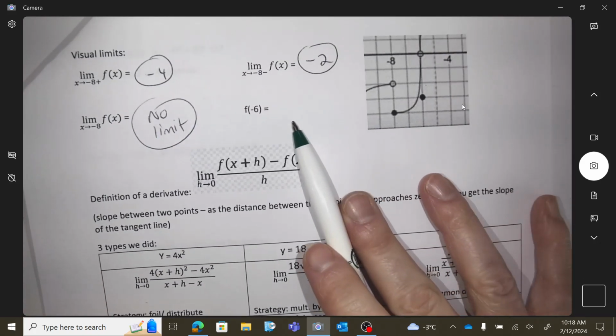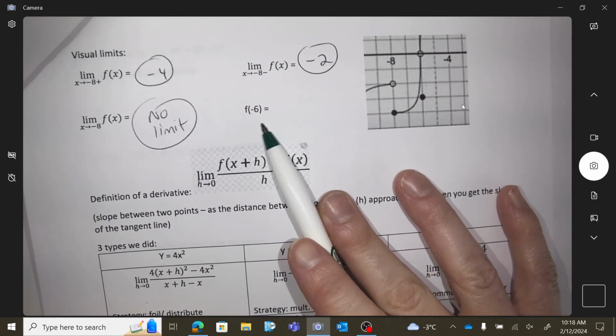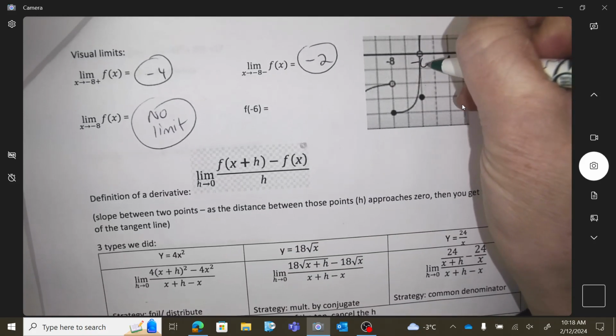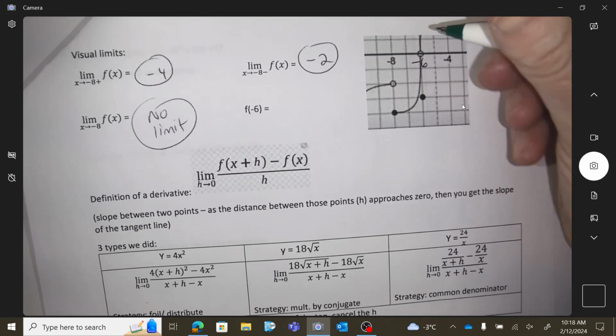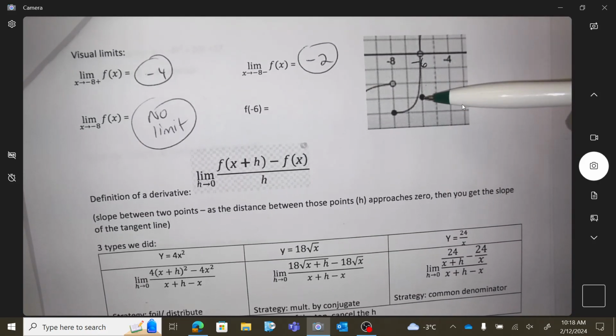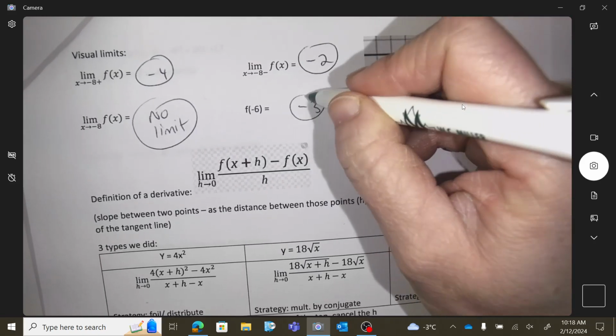And this one is not even a limit question. It just says what's the function specifically at -6. So when there's an x value of -6, this is an open circle, so don't look at open circles. I can look at that dot, which is a -3.